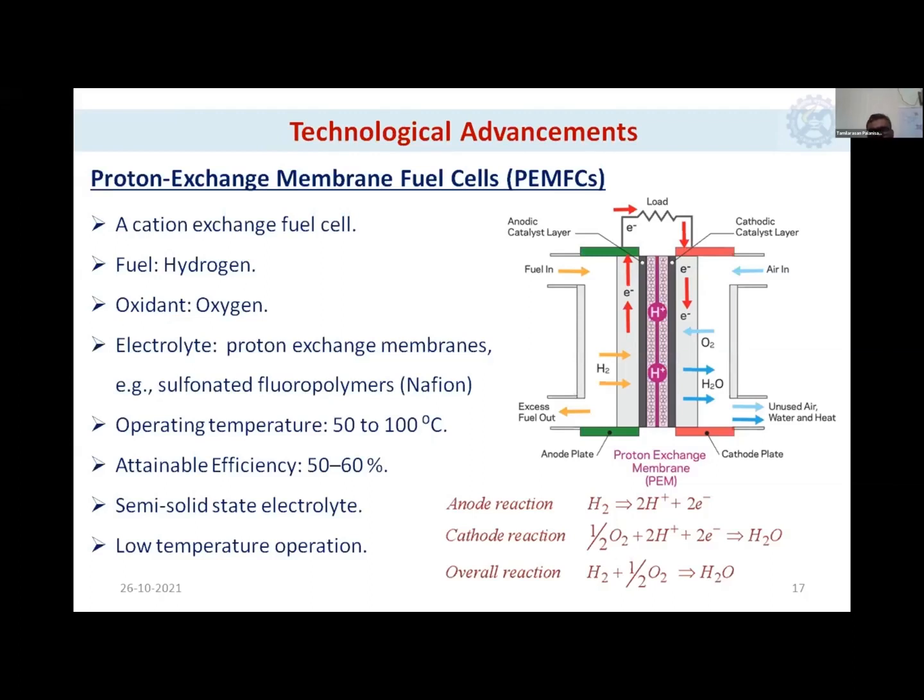Still, it is much better than your internal combustion engines, which give 30 to 40 percent fuel efficiency. And though it is not a completely solid state device, since you are using a polymer membrane, sometimes people claim it as an all solid state device, sometimes claim as a semi solid state device. And its low operating potential and high attainable efficiency really promotes the proton exchange membrane fuel cell as one of the alternatives for the conventional energy sources.